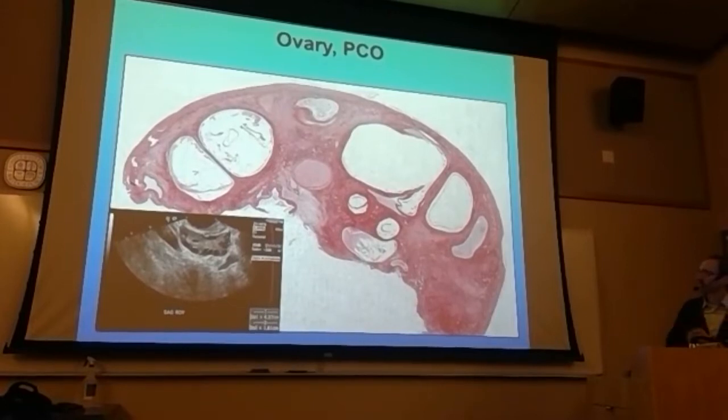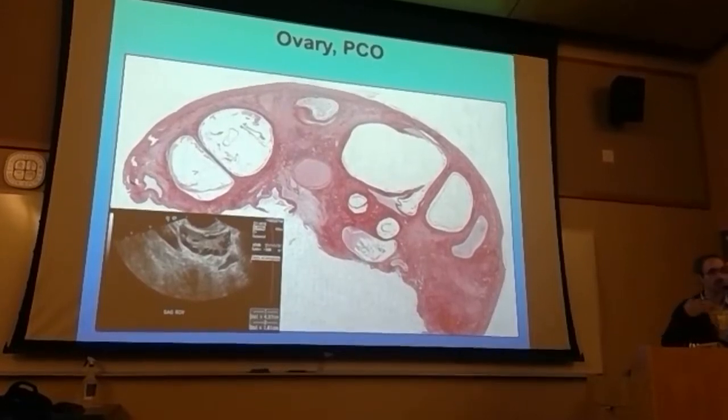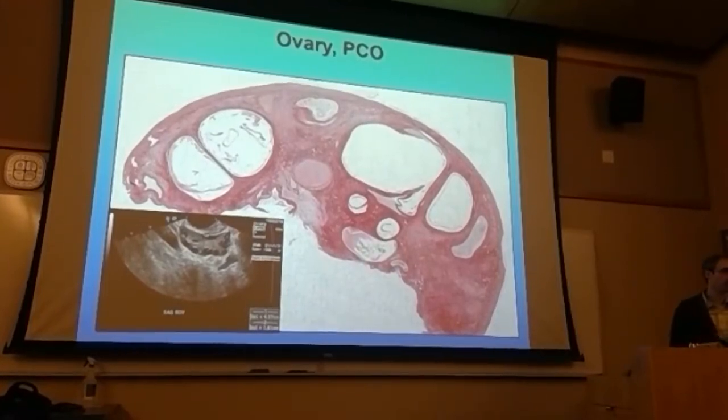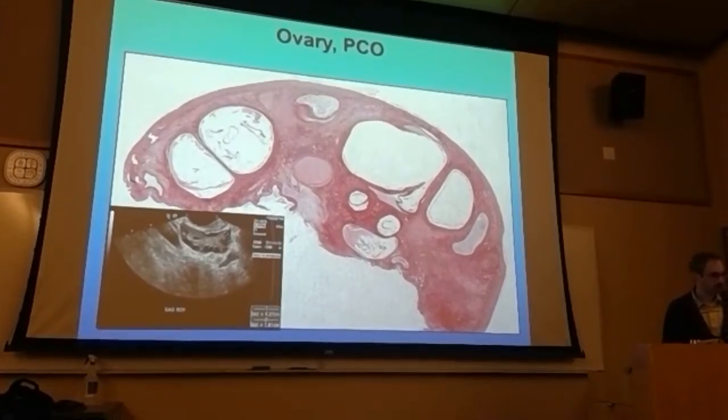And these cysts will accumulate every cycle because the woman is not ovulating. If the follicles don't ovulate, they will degenerate into these remnants we call follicular cysts, hence the name polycystic ovarian syndrome. Again, an anovulatory state.